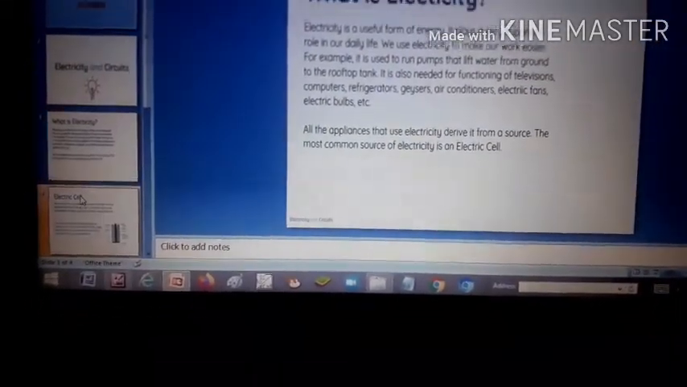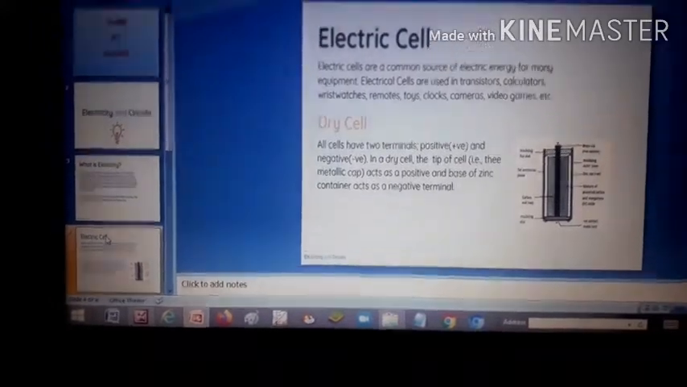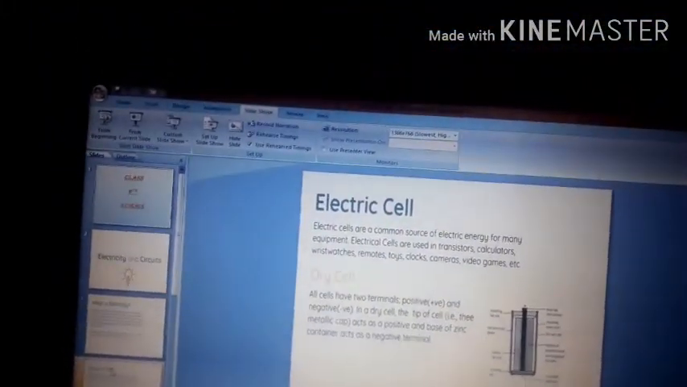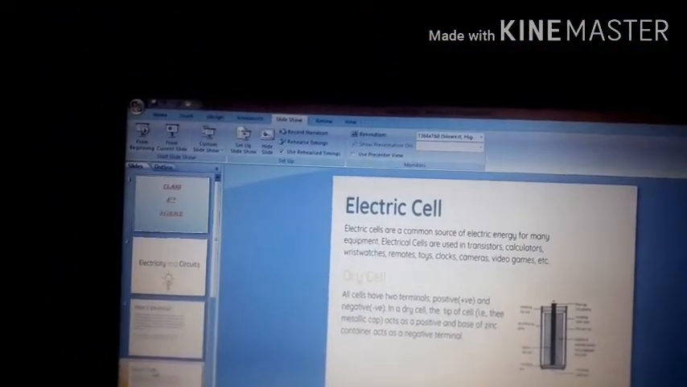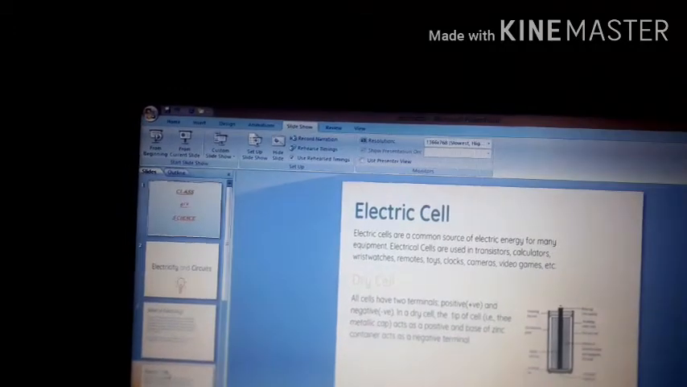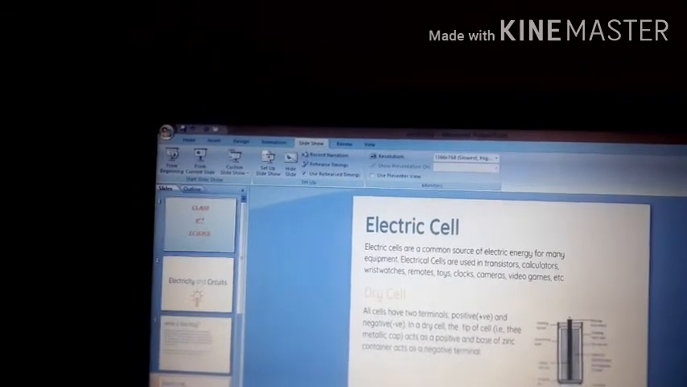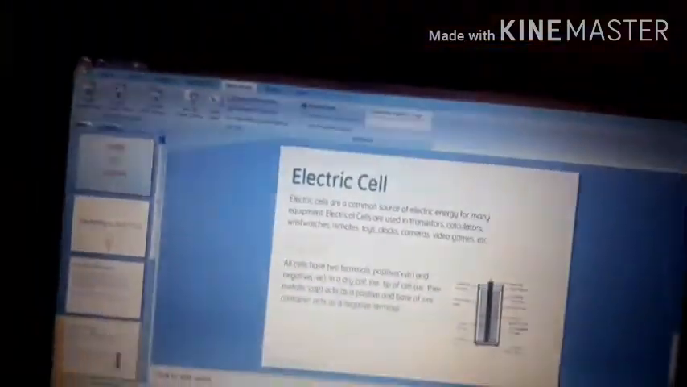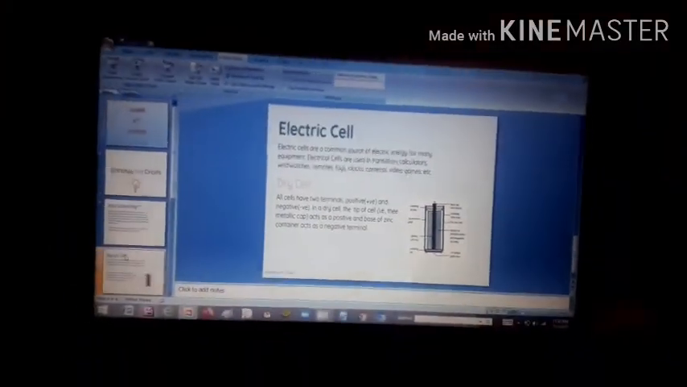What is an electric cell? Electric cells are a common source of electric energy for many equipments. You can see electric cells in your remotes, transistors, calculators, wristwatches, clocks, etc. When a single cell is used, it is called an electric cell. When 2 or more cells are used, it is called a battery.